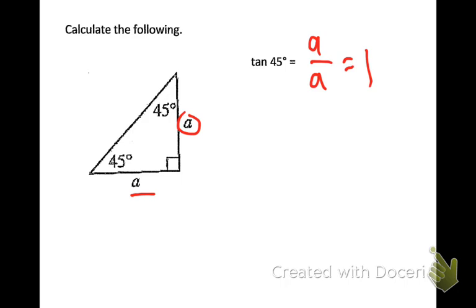Now you'll never do the tan of the 90-degree angle. You can only do sine, cosine, and tangent on the other two angles, something less than 90 degrees.